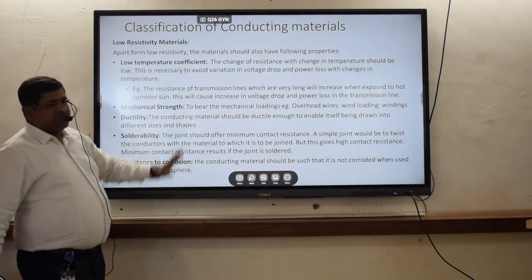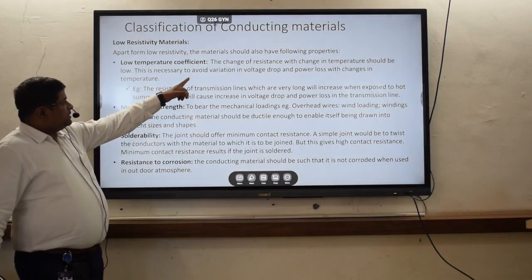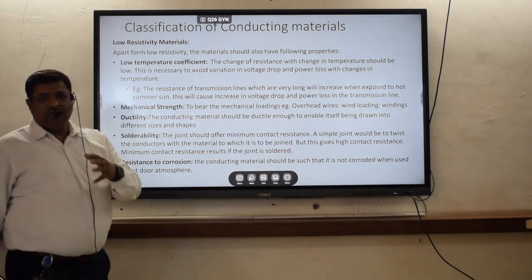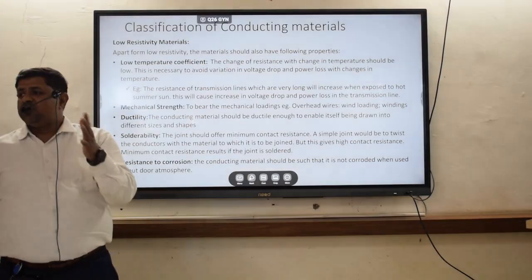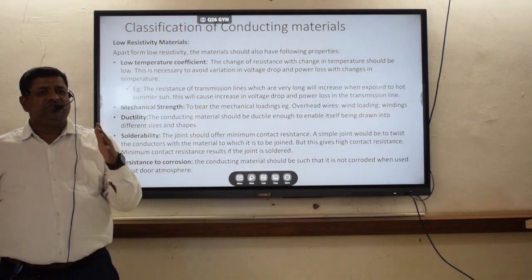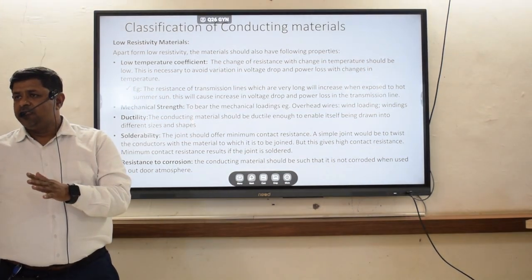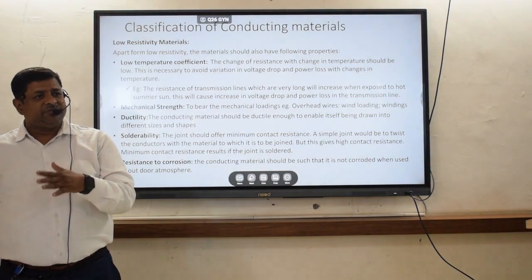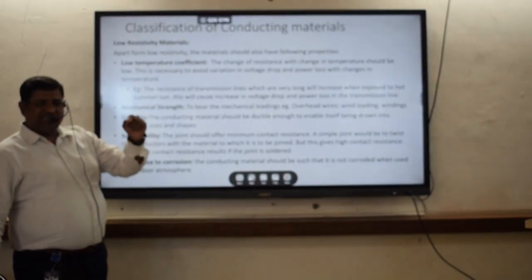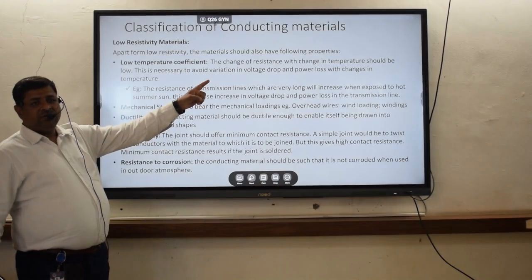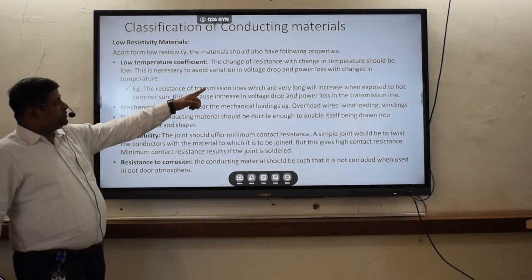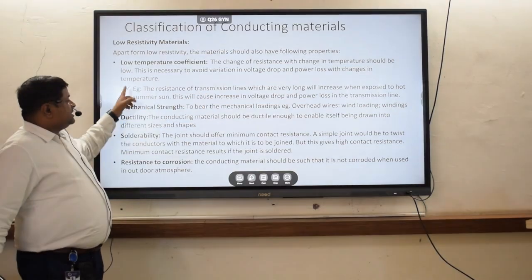Apart from that, what other properties are required? Low temperature coefficient. That means the change of resistance with the change in temperature should be low. If there is fluctuation in the temperature, at that time your resistivity should not change accordingly. There should not be a large change in the resistance with the change in temperature. This is necessary to avoid variation in voltage drop and power loss with changes in temperature.